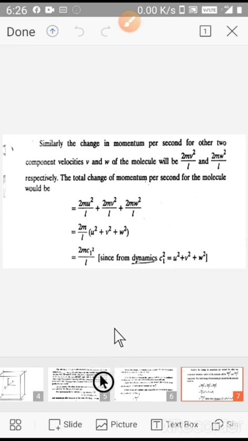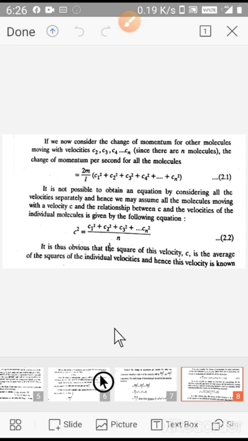Now we consider the change of momentum of other molecules moving with velocities C2, C3, C4 and so on, when there are n molecules. The change of momentum per second for all the molecules will be given by this equation 2.1. It is not possible to obtain an equation by considering all the molecules' velocities separately. Hence, we take a relationship and calculate with respect to the root mean square velocity of the particles.